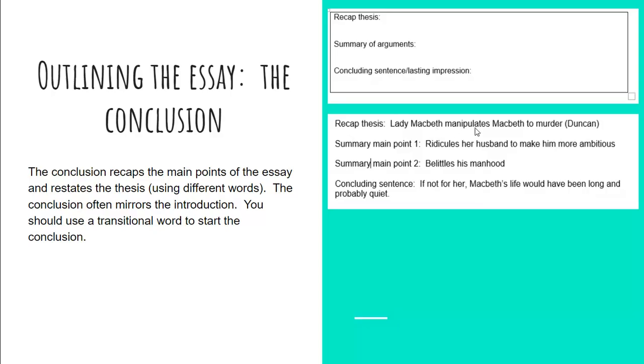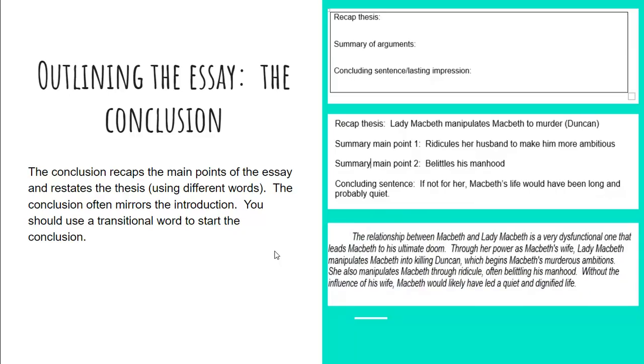Recap thesis, Lady Macbeth manipulates Macbeth to murder. Summary of main point 1, she ridicules her husband to make him more ambitious. Summary main point 2, belittles his manhood. Concluding sentence, if not for her, Macbeth's life would have been long and probably quiet.